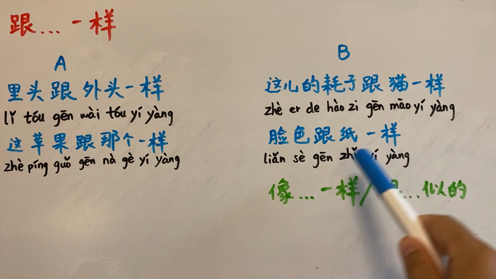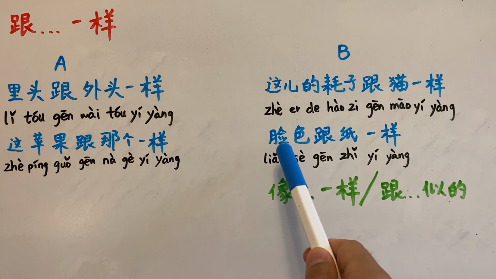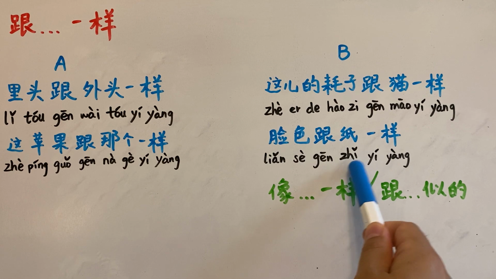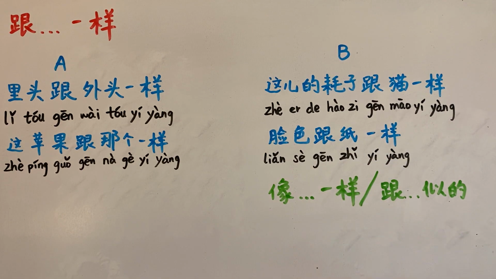Like the second sentence, the second phrase, 脸色跟纸一样. You may notice my stressed syllable. I stress this 纸, right? Not 一样. I didn't stress 一样. I stress 纸. 脸色跟纸一样. It means the color of my face is like a sheet of paper.